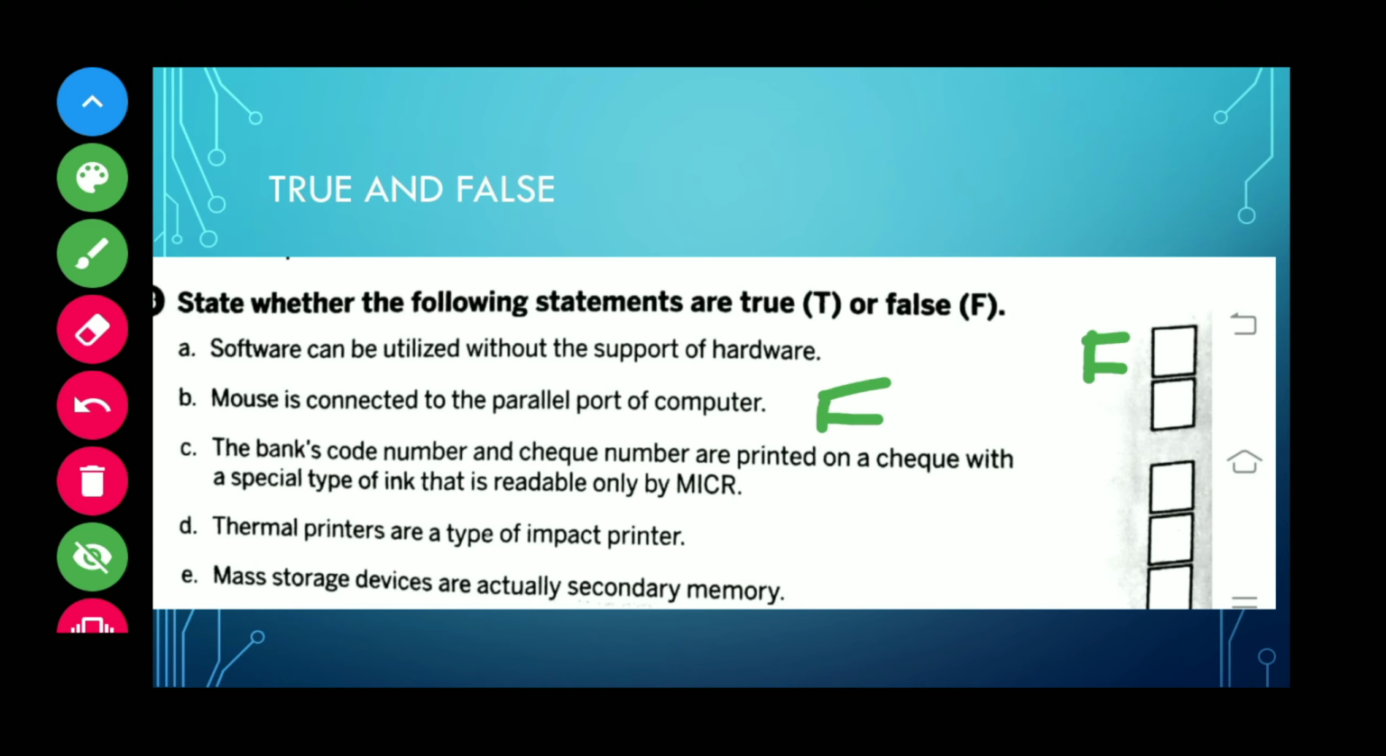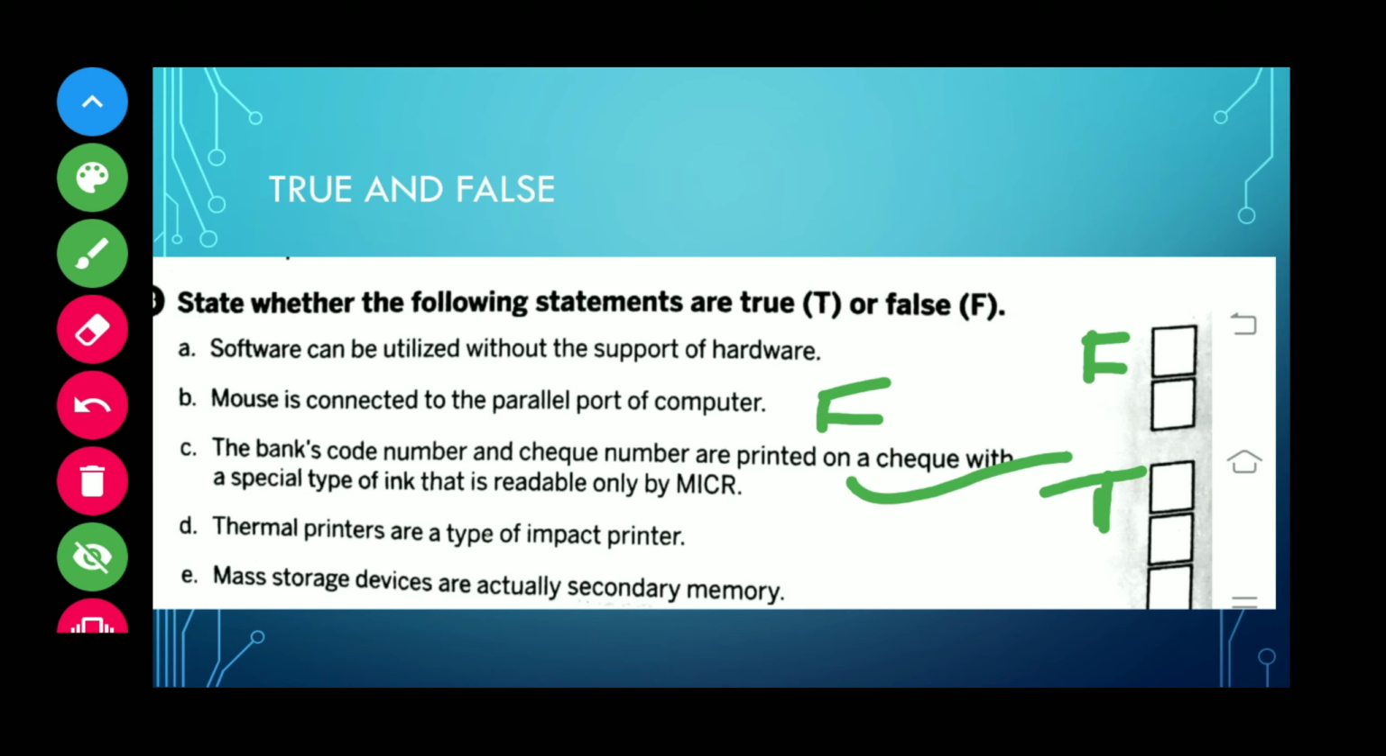It is also false because a printer is connected to a parallel port. Mouse is not connected to a parallel port, though some mice support both. But we are giving attention here that the printer is the famous device which connects to the parallel port. Now, the bank's code number and check number are printed on a check with a special type of ink that is readable only by MICR. True. It is correct.